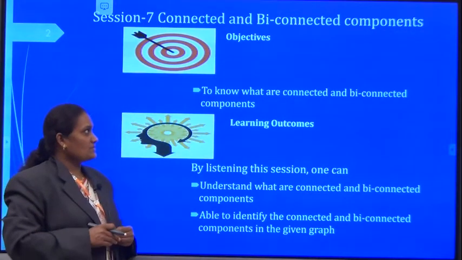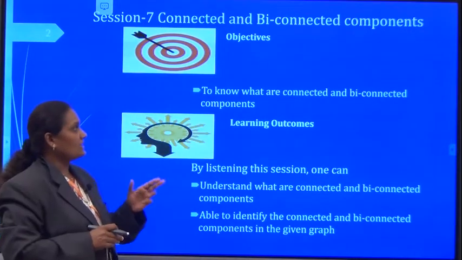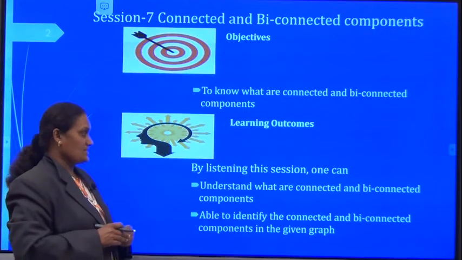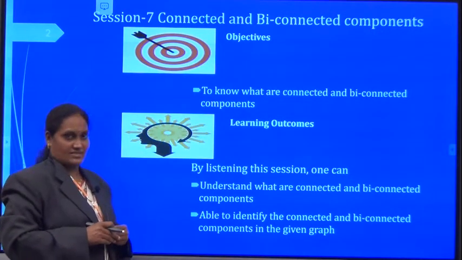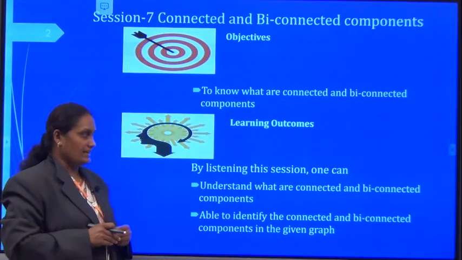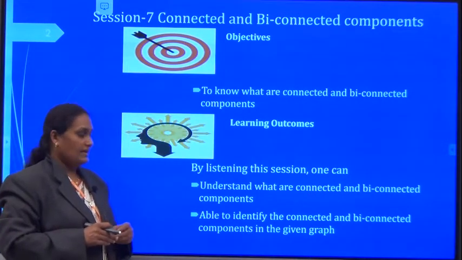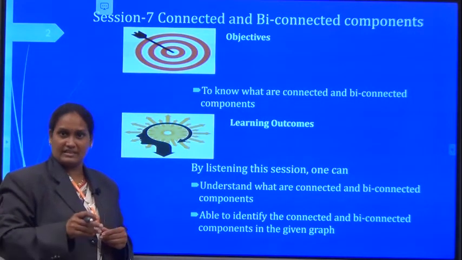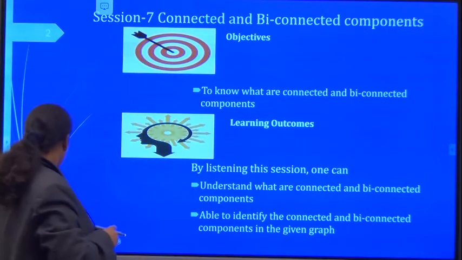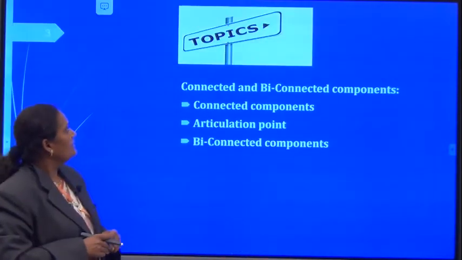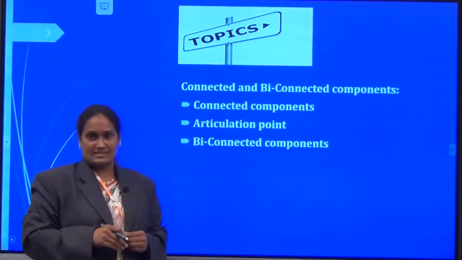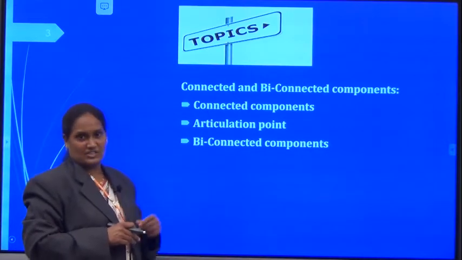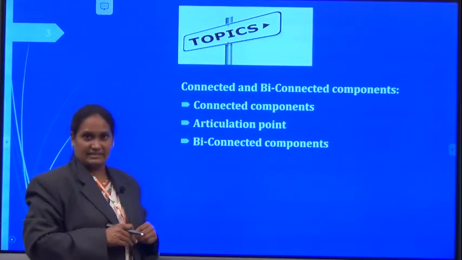The main objectives of this session are to know what connected and biconnected components are. The learning outcomes of this session are, by listening to this session, one can understand what connected and biconnected components are and be able to identify the connected and biconnected components in a given graph. The topics that we are going to discuss in this session are connected components, articulation point, and biconnected components.